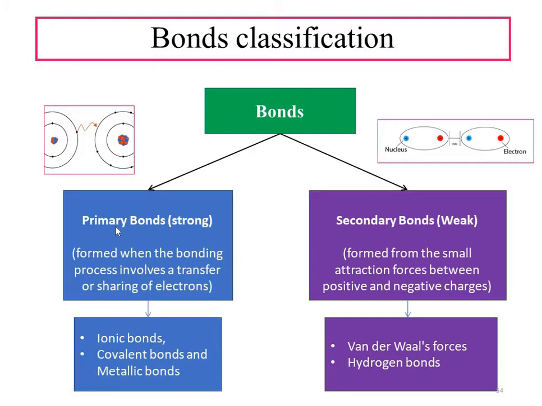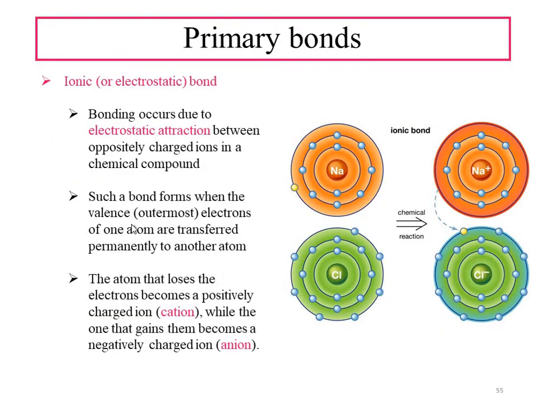Let us see which bonds come in the primary bond category. The first one is the ionic bond. It is also known as the electrostatic bond. Bonding occurs due to the electrostatic attraction between oppositely charged ions in a chemical compound. So here you can see, let us take two atoms. This is the first atom and this is the second atom. What will happen here?